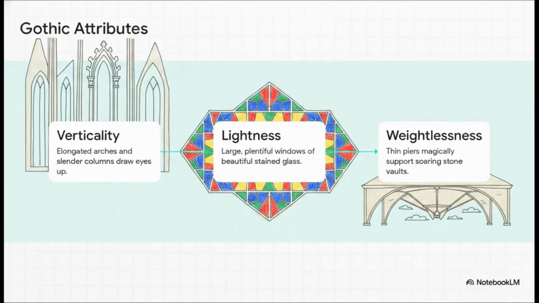You can identify a Gothic cathedral instantly by 3 key architectural characteristics. First up, verticality. Long, slender columns and elongated arches are deliberately designed to draw your eyes upward. Second, lightness. Broad, heavy walls are replaced with plentiful, beautiful stained glass, filling the whole space with brilliant colors. And third, weightlessness. Unlike those solid, earthbound Romanesque structures, Gothic architecture utilizes incredibly thin piers to support soaring vaults. It makes these massive stone buildings appear as light as a feather, almost like they're staying up by pure magic.